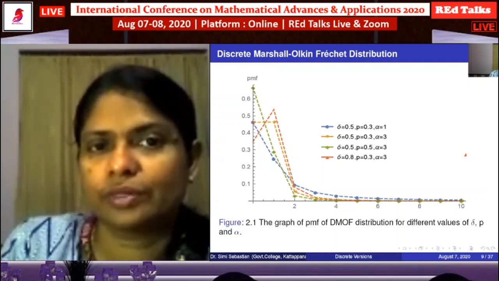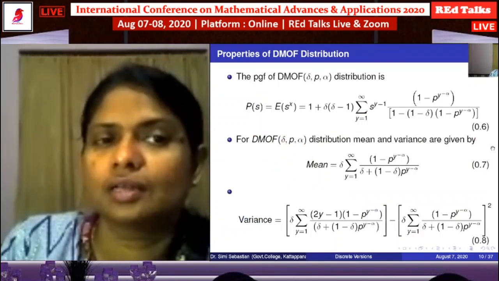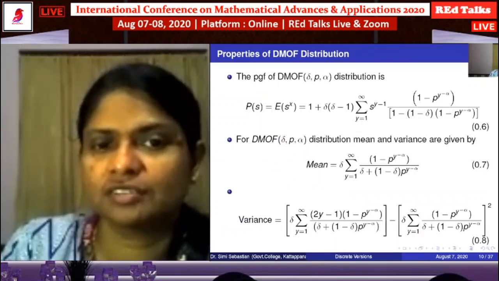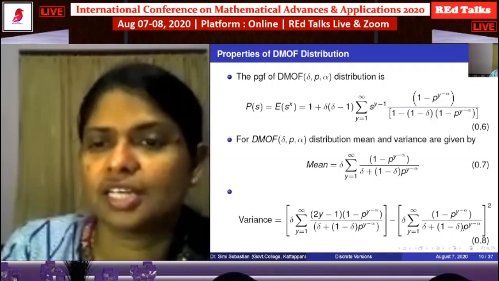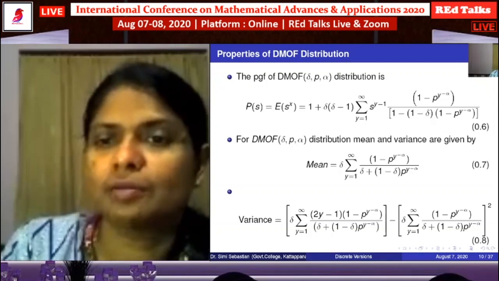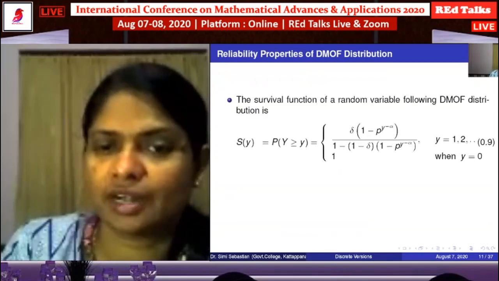Properties of the DMOF distribution are listed now. The probability generating function of the DMOF distribution is given by equation 6, and the mean and variance are given by equations 7 and 8. The survival function of the random variable following the DMOF distribution is given in equation 9.